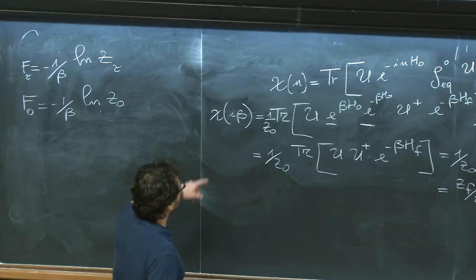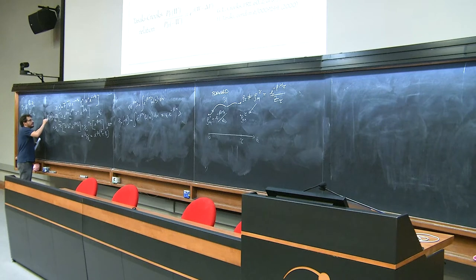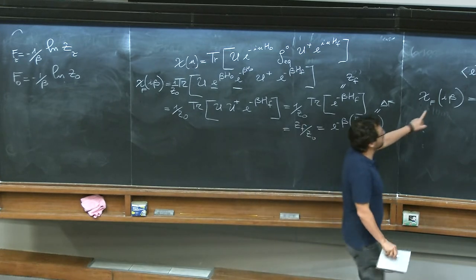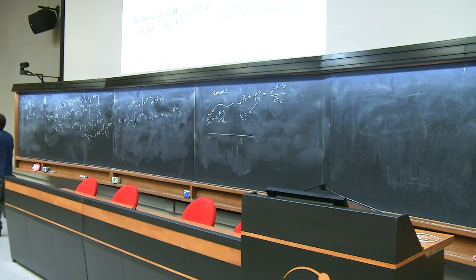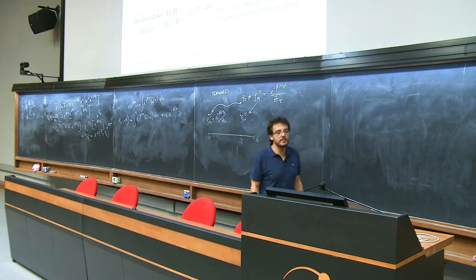So on one end, the characteristic function, and this is still chi_F, I forgot to put the label there, at i beta is given by e to the minus beta delta F. On the other hand, chi_F of i beta is equal to the expectation value of e to the minus beta W. So you put the two things together, and you get Jarzynski, from this non-equilibrium framework and the two measurement protocol that we have used.